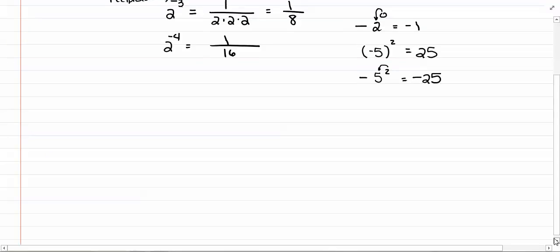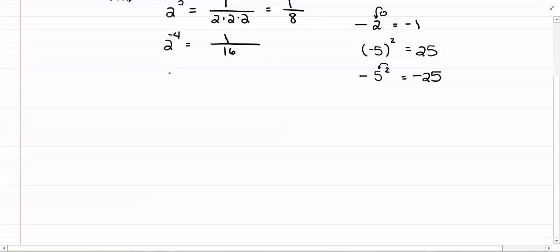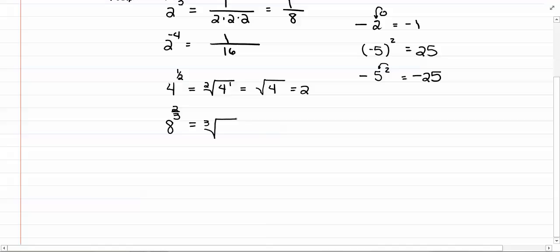The other thing about exponents is they don't have to be integers, they can be fractions. So for example, if I have 4 to the 1/2 power, that's the same as the square root of 4 to the 1 power. And 4 to the 1 is 4, so the square root of 4 is 2. Or 8 to the 2/3 power. The number on the bottom is the root, and the number on top is the power.